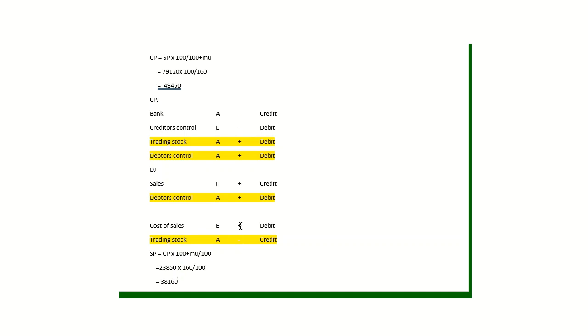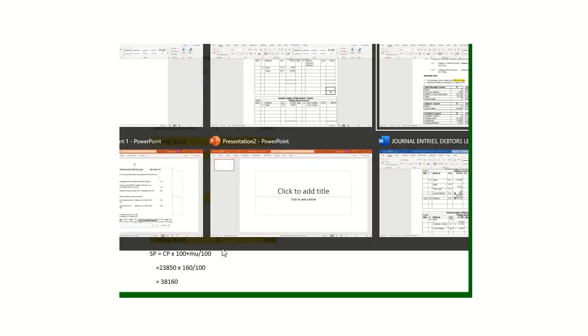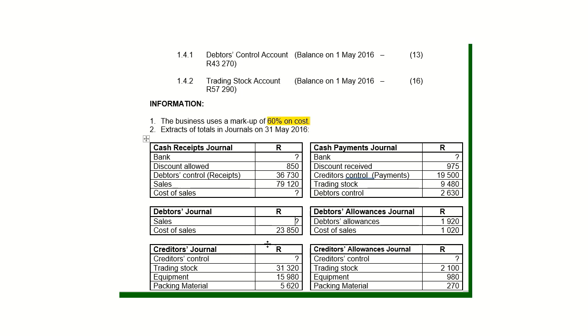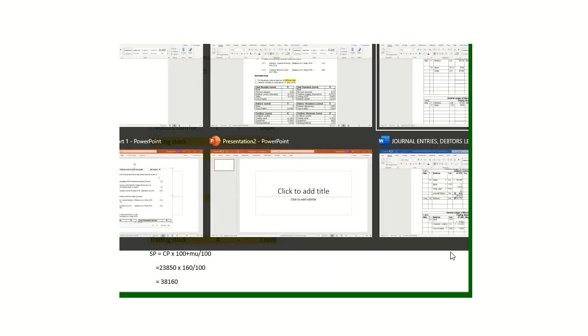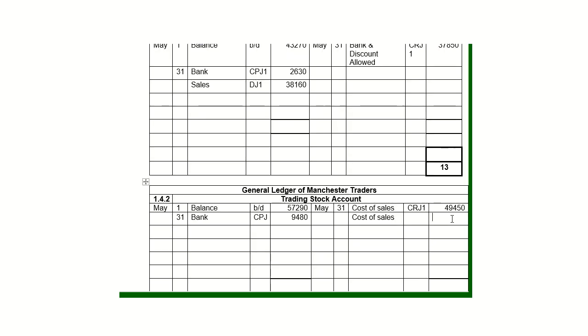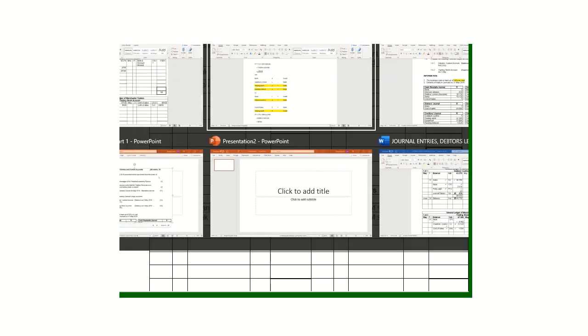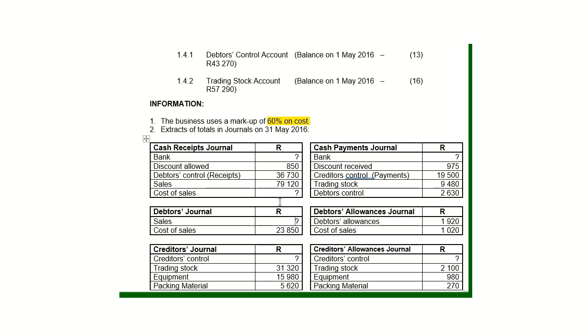Cost of sales, and that figure, the cost of sales was 23850. 23850, and that comes from my DJ1. So I've done all the transactions on the DJ, both of them. Now I can move on to the DAJ.